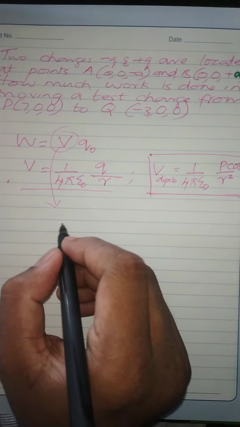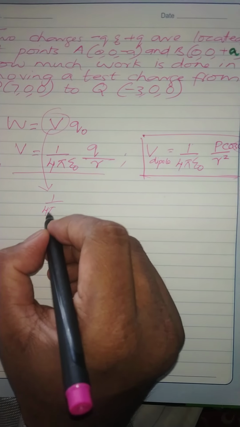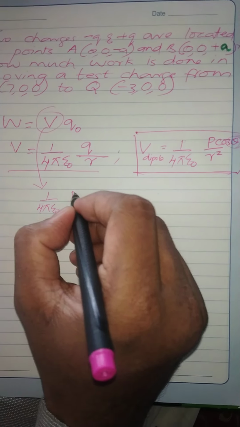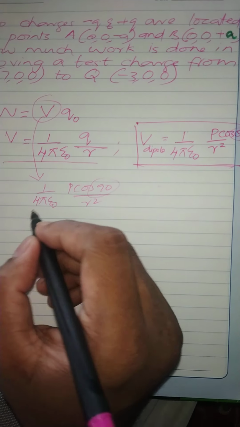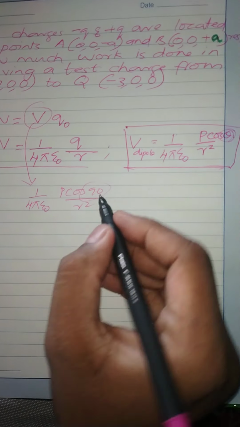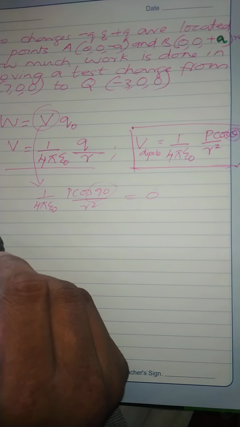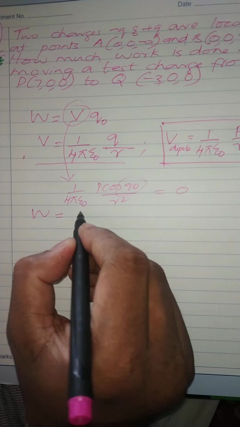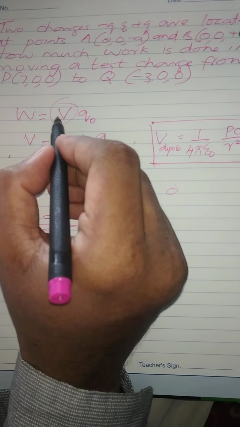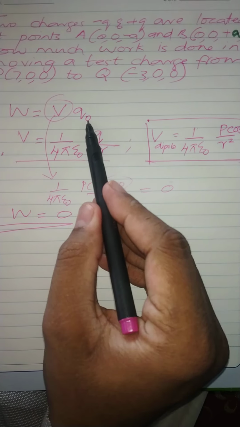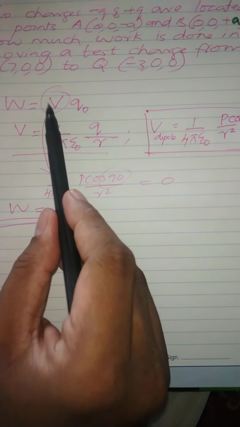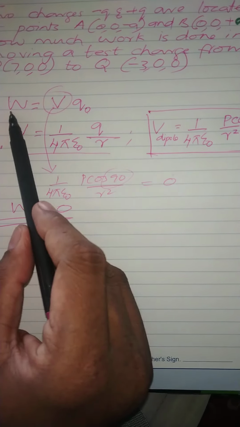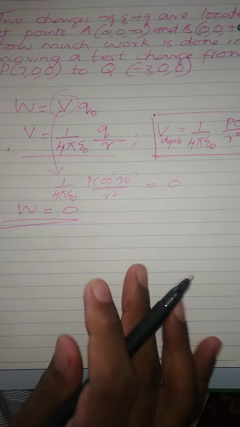So what will be V here? This V will turn out to be 1 by 4 pi epsilon naught P cos 90 by R square. You know what is cos 90? Cos 90 is 0. So that will turn out to be 0. So what will be the work done? Work done will be 0, because the potential difference is 0 into the test charge. That gives you the work done. Since V is 0, or potential difference is 0, the total work done will be 0 in this case.